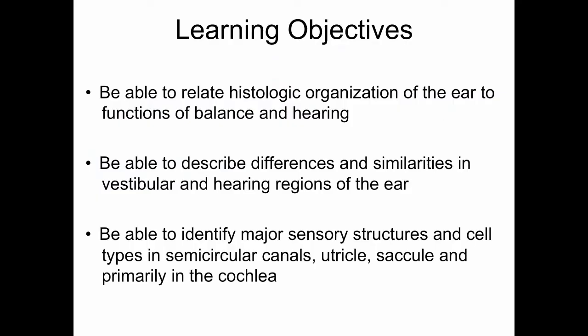Now, your learning objectives: you should be able to relate histological organization of the ear to functions of balance and hearing. You should be able to describe differences and similarities in the vestibular and hearing regions of the ear, and you should be able to identify the major sensory structures and cell types that are found in the semicircular canals, in the utricle, and in the saccule, and primarily in the cochlea.